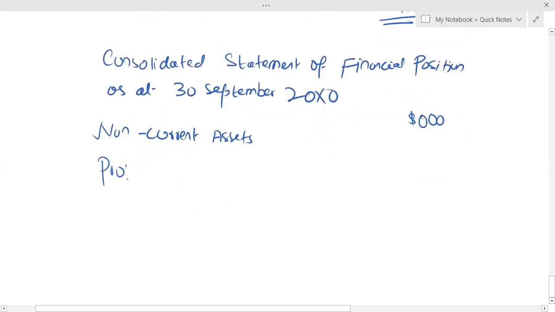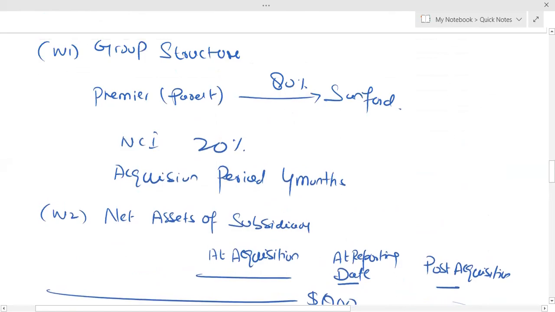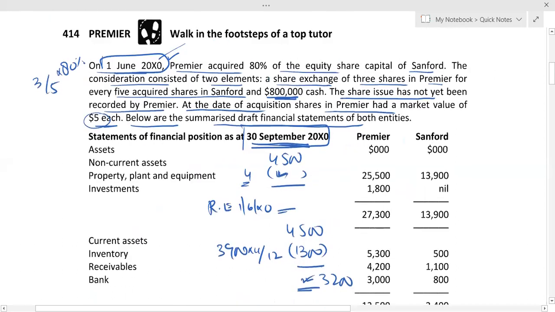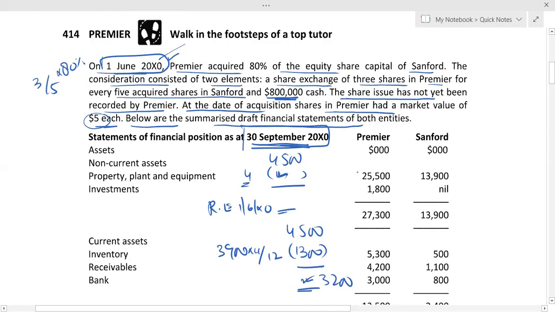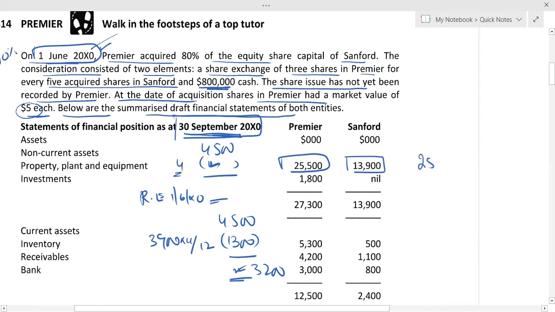We'll take property, plant and equipment. Property, plant and equipment, let's come here. Parent is having a property, plant and equipment of 25,500. Subsidiary is having a property, plant and equipment of 13,900. So we'll take 25,500 plus 13,900.